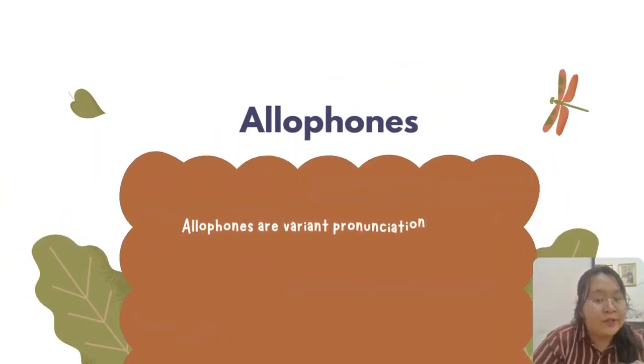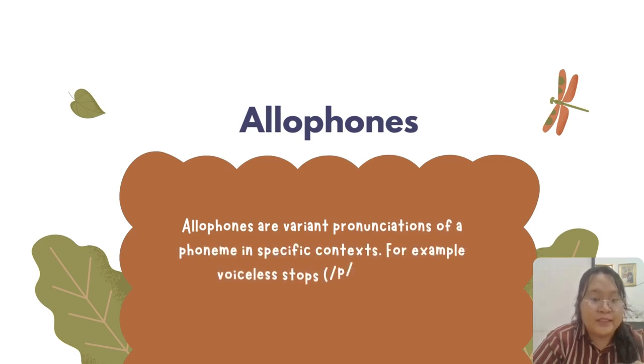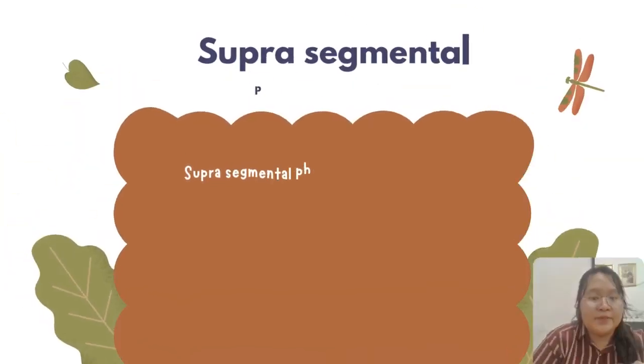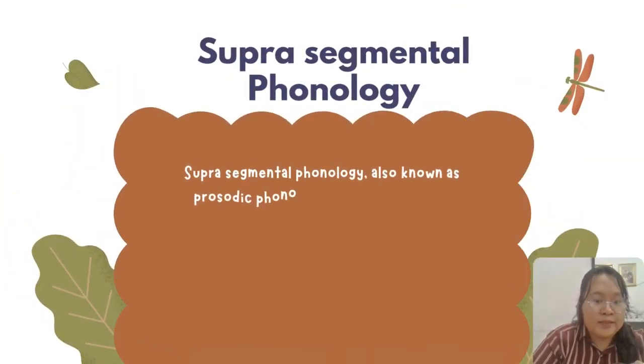Allophones are also variant pronunciations of phonemes in specific contexts. For example, voiceless stops: P, T, K. Simple like that. And then the last is suprasegmental phonology. It's also known as prosodic phonology.